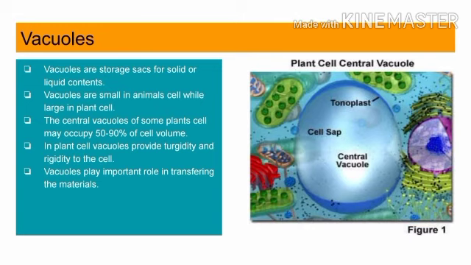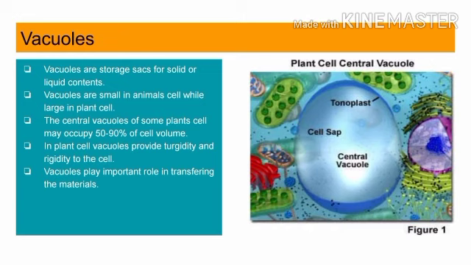Our next topic is vacuoles. Vacuoles are storage sacs for solid or liquid content. Vacuoles are small in animal cells while large in plant cells. The central vacuole of some plant cells may occupy 50 to 90% of the cell volume. In plant cells, vacuoles provide turgidity and rigidity to the cell. Vacuoles play an important role in transferring material.